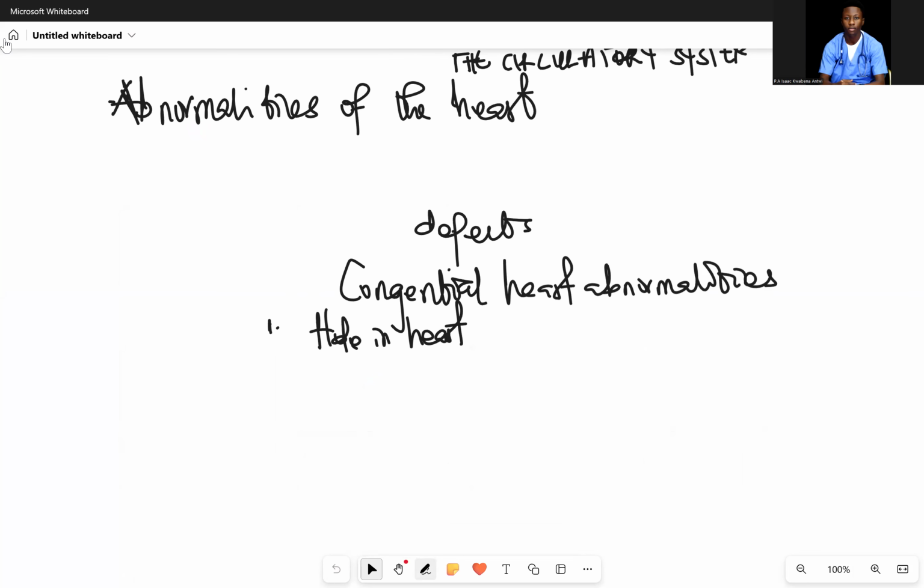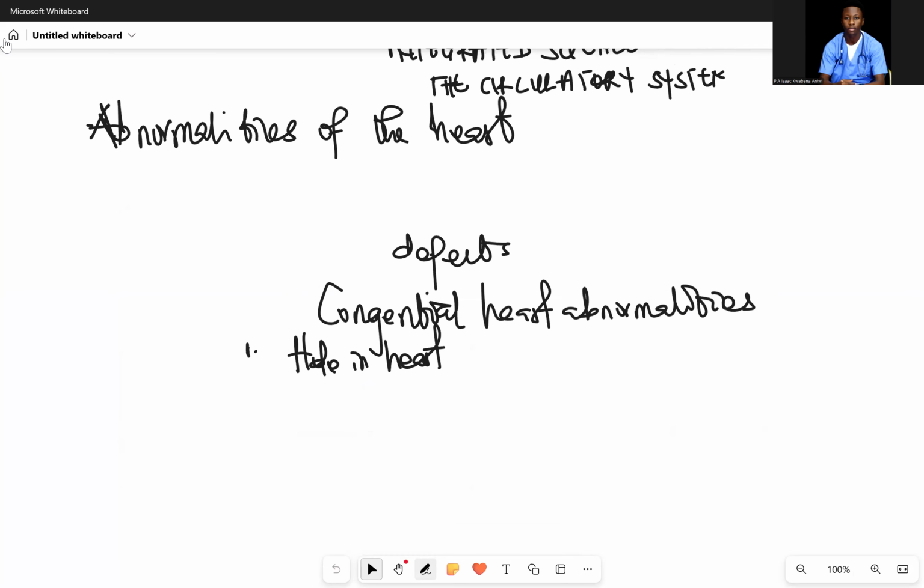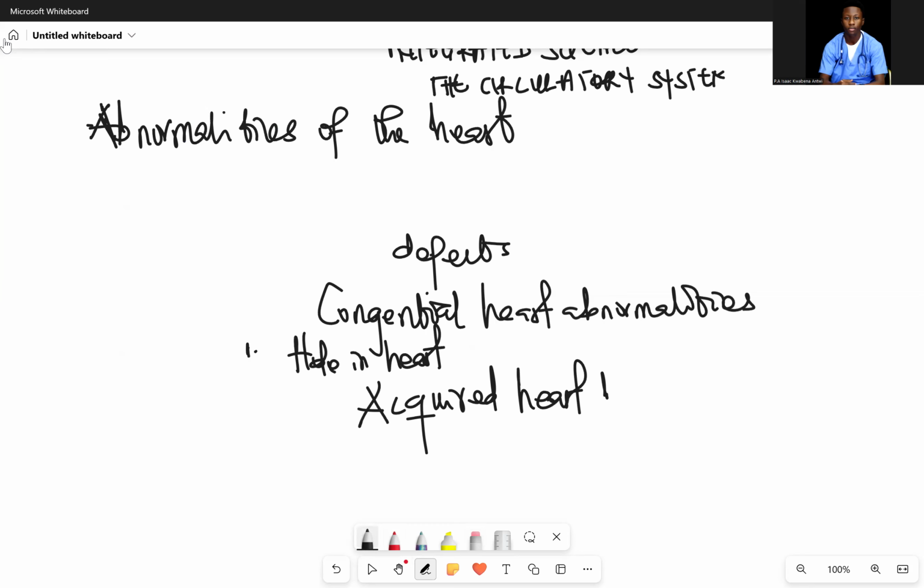Then let's look at the ones that are acquired, which develop later in life. No one will really ask you to differentiate, but they will just ask you to write five disorders of the heart, or write four disorders of the heart. So you just come and list them. Acquired heart abnormalities.